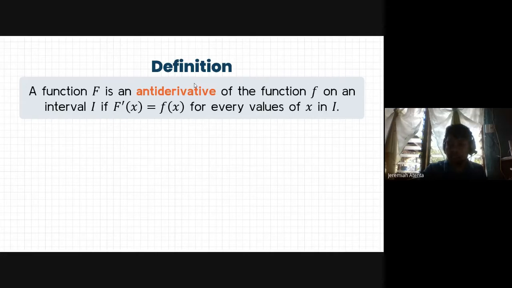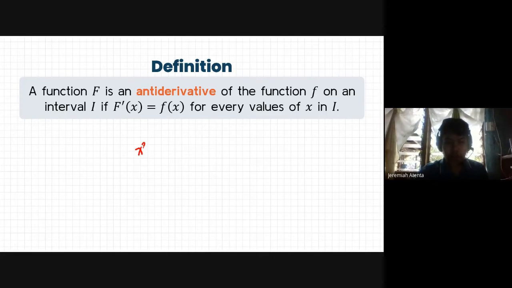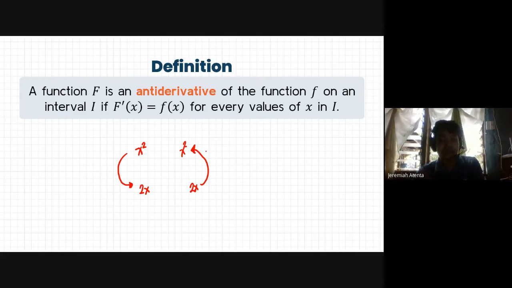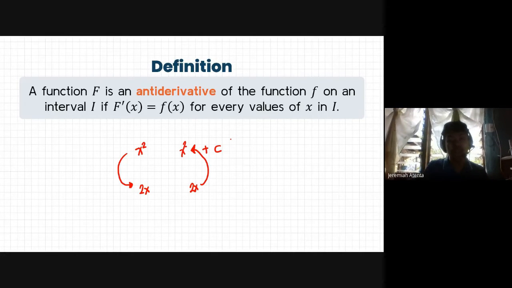Therefore, antiderivative is just the reverse process of derivative. So we are now having the reversed process. If we have x squared and we take the derivative, it is equal to 2x, right? Now, if we have 2x, the antiderivative is equal to x squared. Then we will have it later plus a certain constant. Right? Because we know the derivative of a constant is always equal to 0.